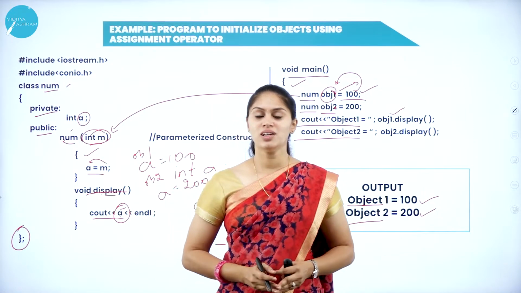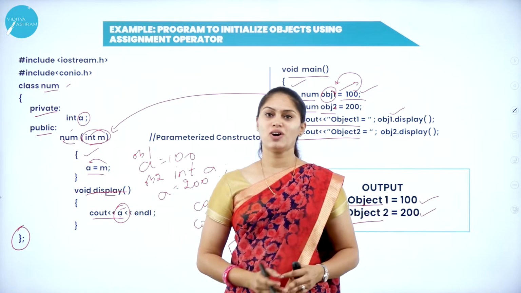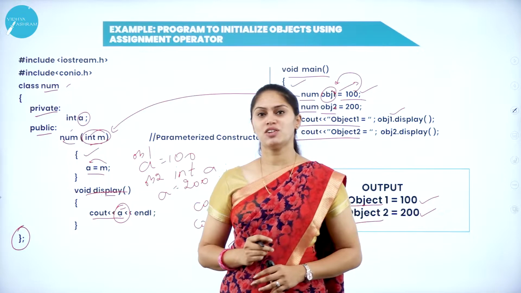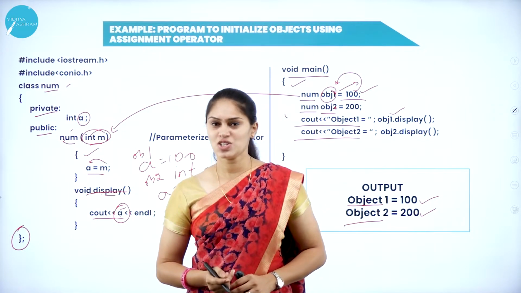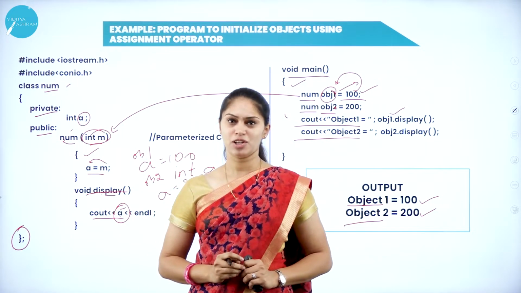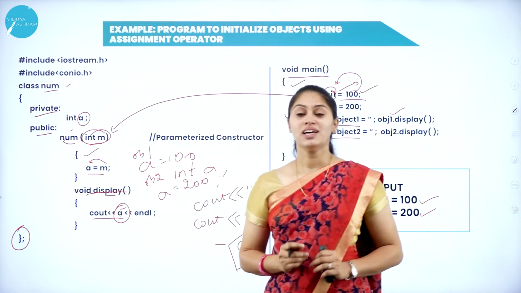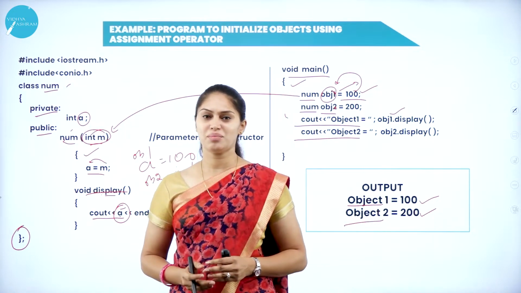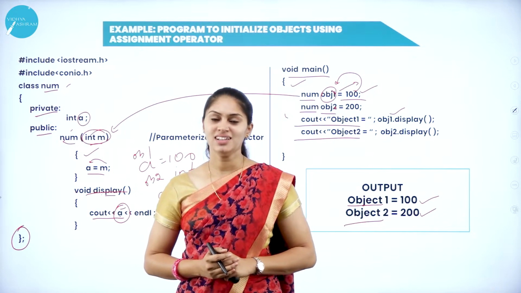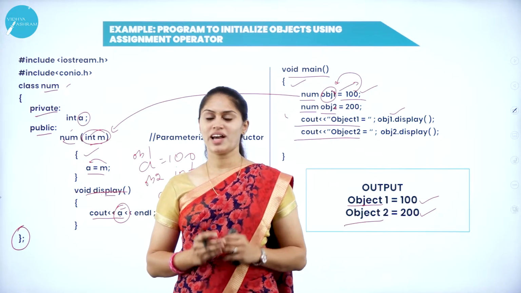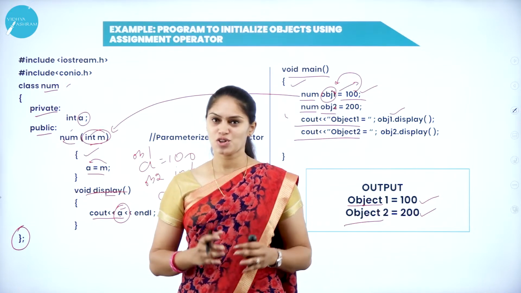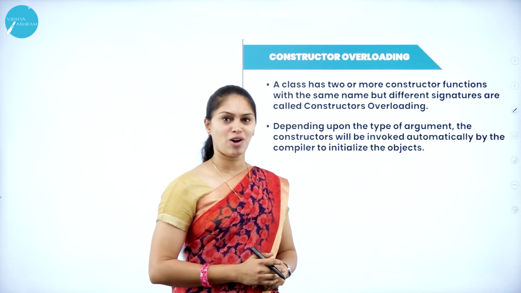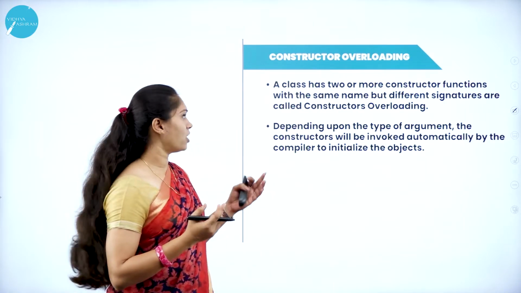So this is how implicit call, explicit call, as well as initializing an object during its declaration with the help of the assignment operator help us invoke the constructor. With the help of all these three methods, we can invoke the constructor. I hope you all understood this topic. Let me get into the next topic, that is constructor overloading.